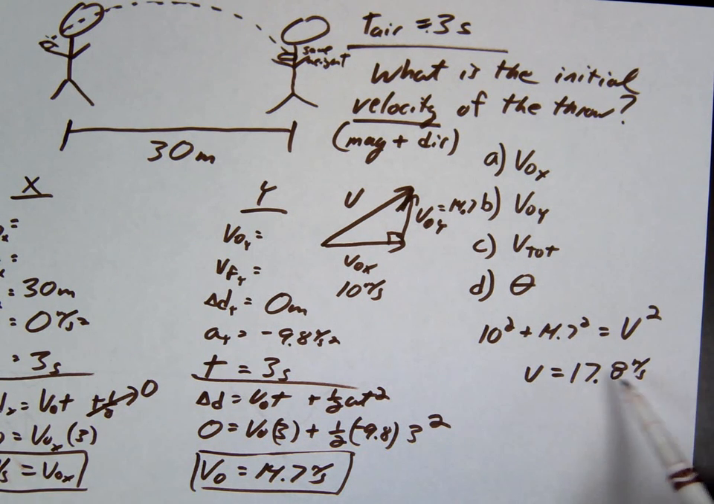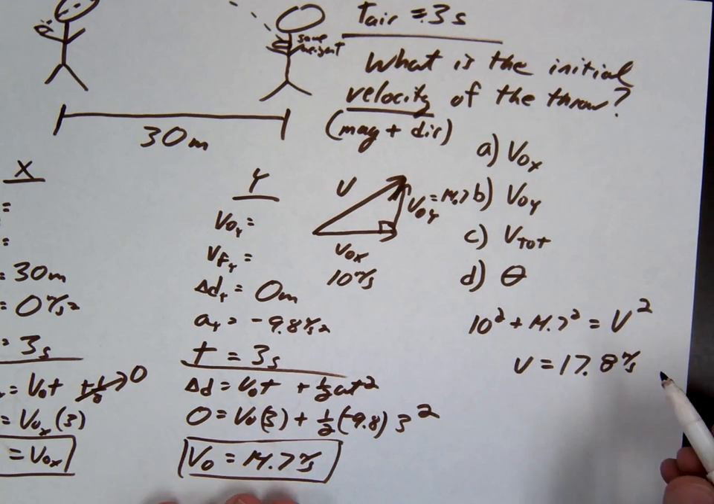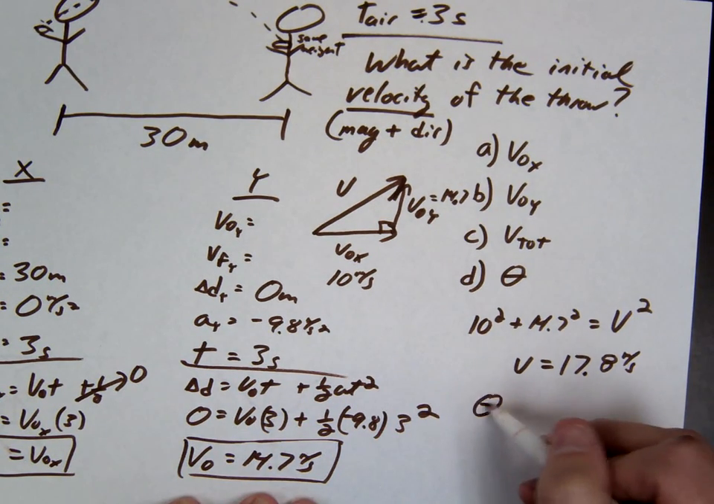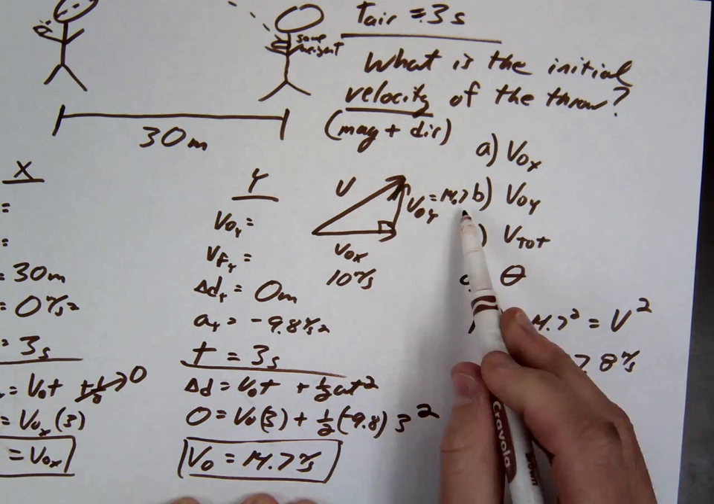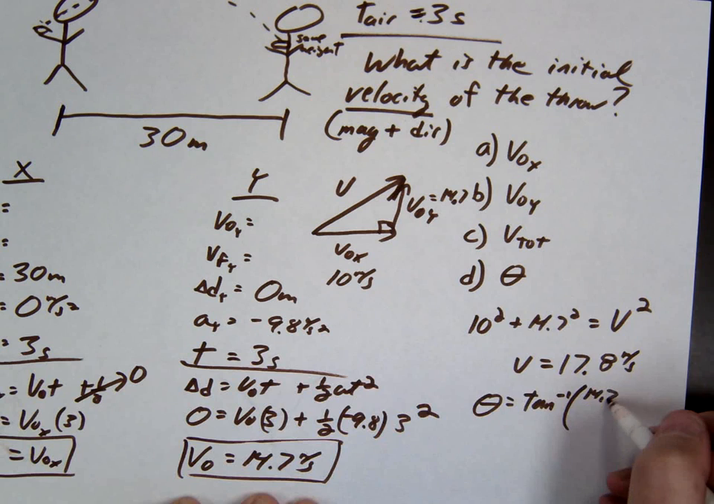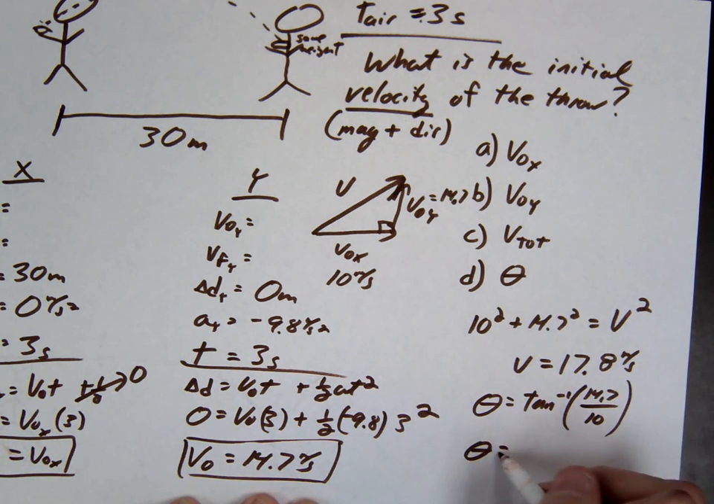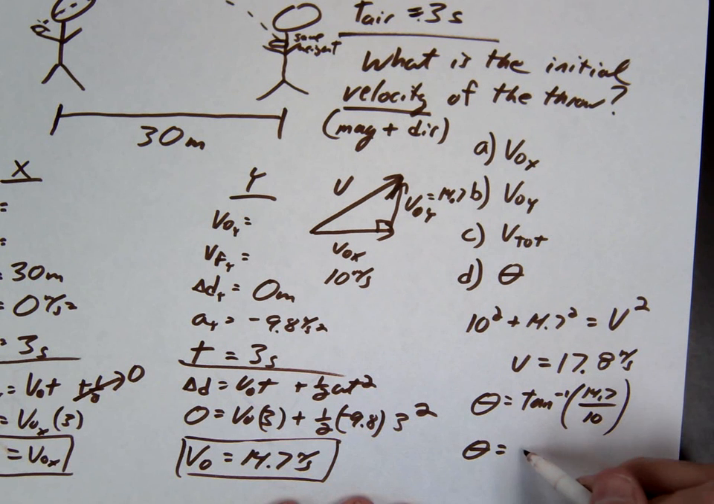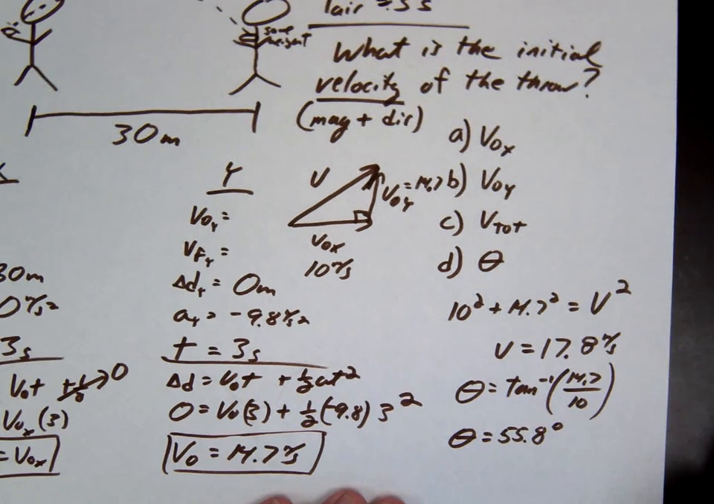Okay, now that's not the final answer, right? That's the speed, or magnitude, of velocity. We have to find direction also. So that's going to be theta equals tangent inverse of opposite, 14.7, over adjacent, which is 10. What's our angle? And based on my picture, how would we say this angle?